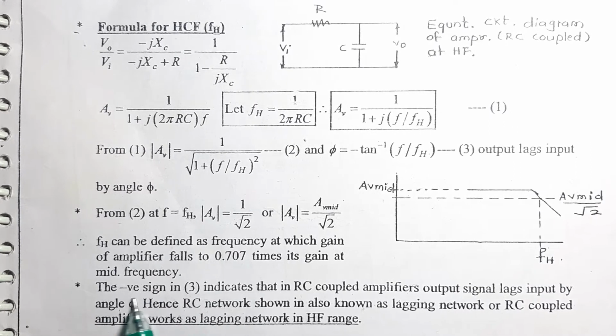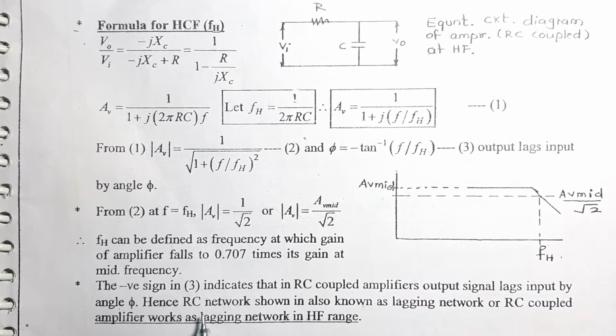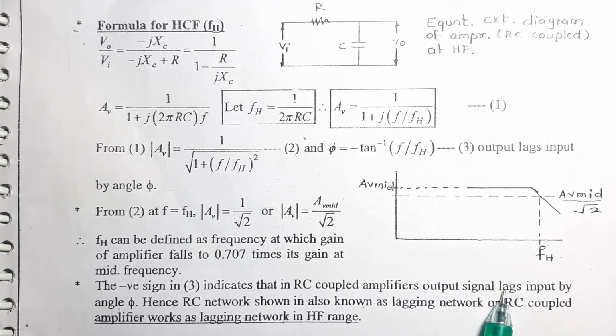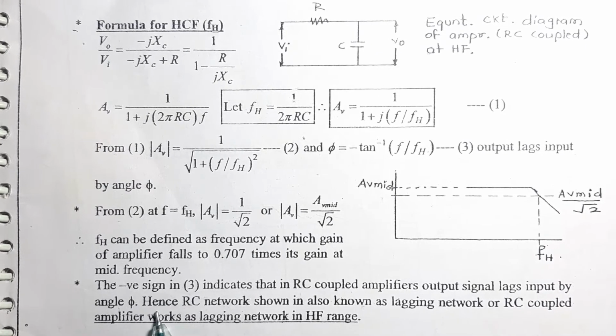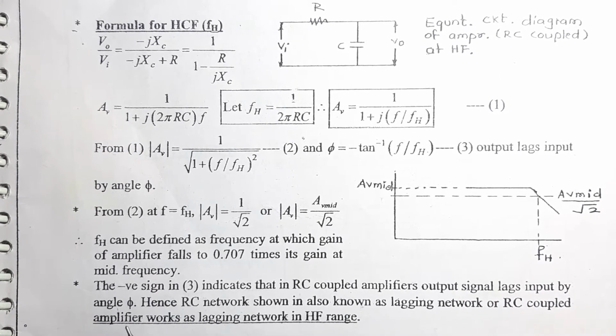Now the negative sign in equation 3, the one which is present over here, indicates that in RC coupled amplifiers your output signal lags the input by an angle phi. Hence the RC network shown is also known as a lagging network, or the RC coupled amplifier works as a lagging network in your HF range.